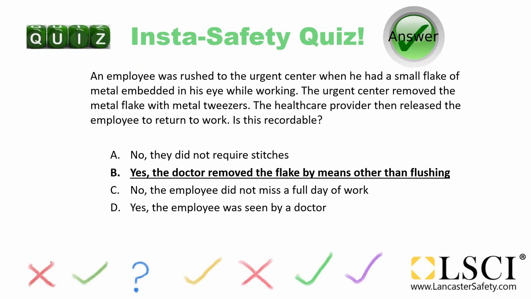So this one was a little bit tricky, but the answer is B, yes, the doctor removed the flake by means other than flushing. While removing foreign bodies from the eye using irrigation or a cotton swab is considered first aid, using other methods to remove materials from the eye would then be considered medical treatment. In this scenario, the urgent care center has used tweezers to remove the metal flake and is therefore considered a recordable incident.